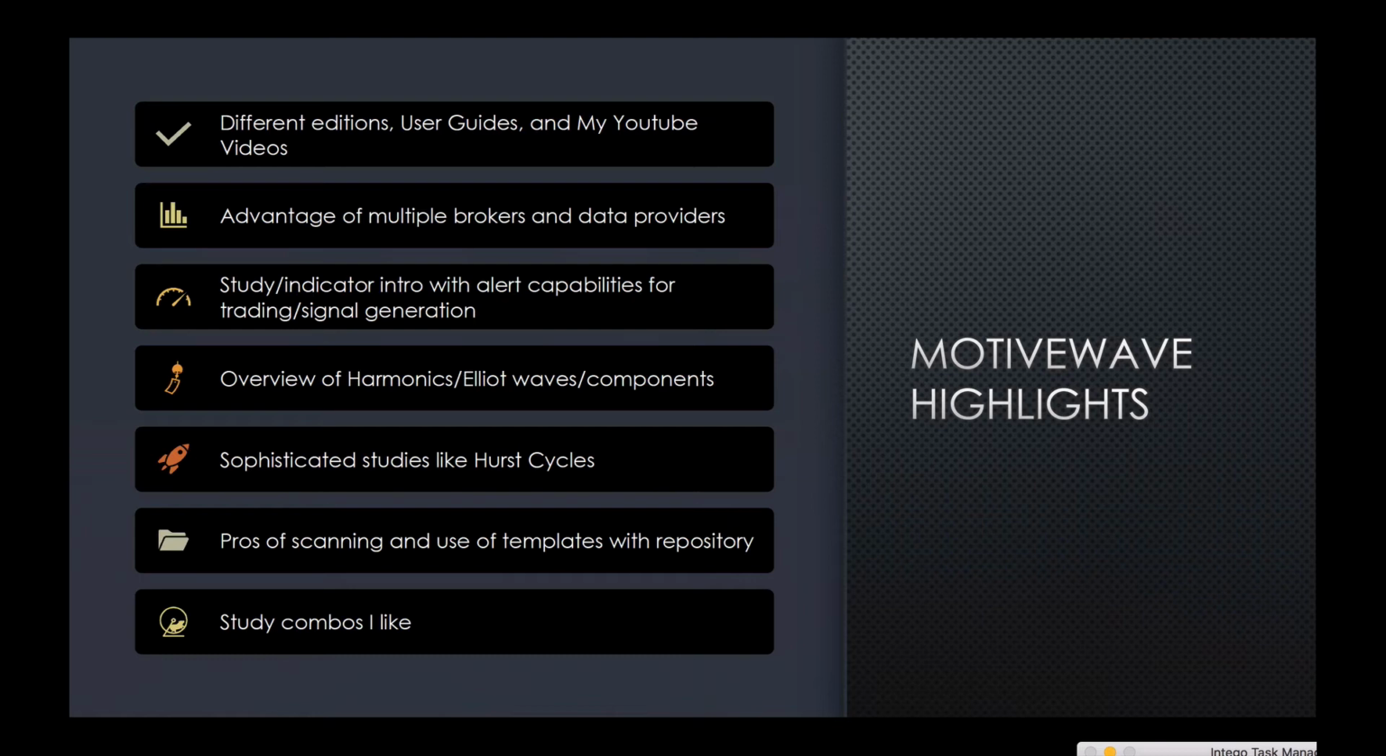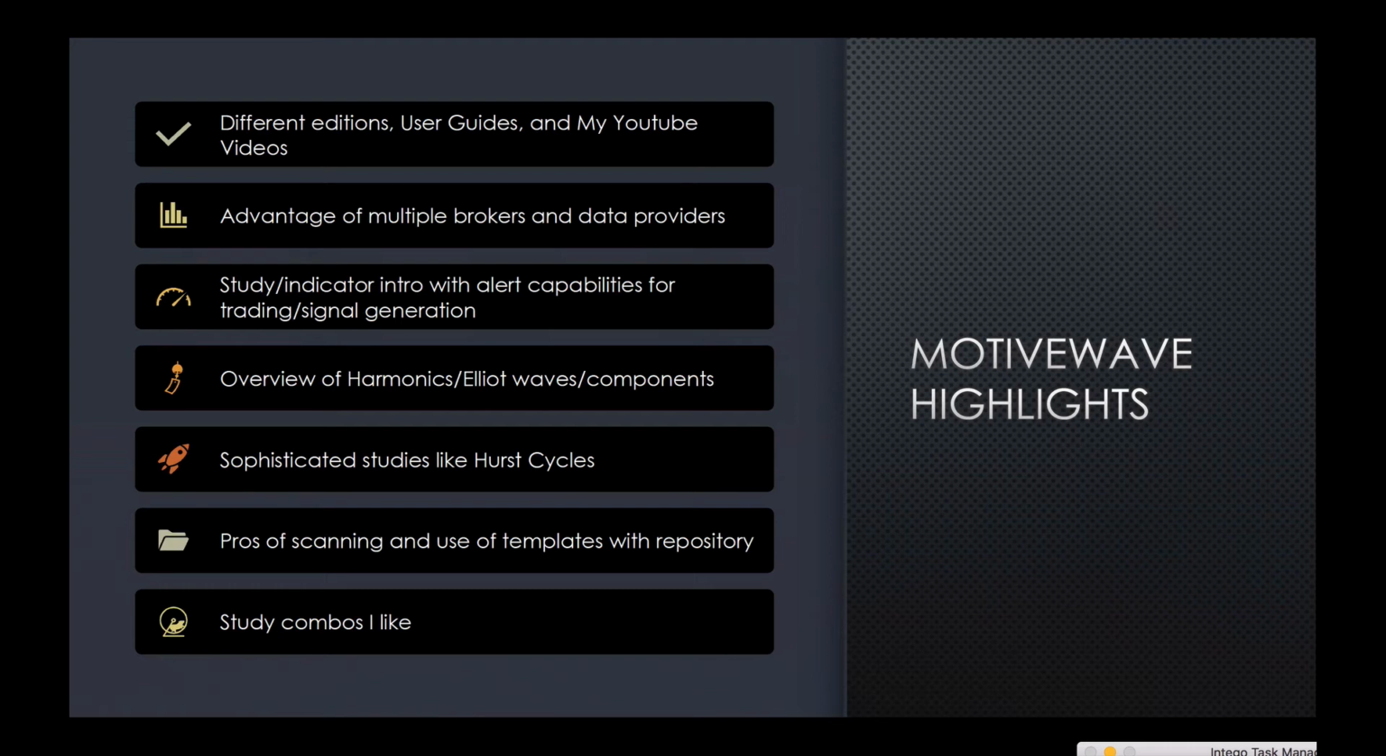Also, we'll cover study indicators. They're called studies, but they're kind of like the indicators that we all know about if you come from the world of, let's say, MetaTrader. Some of these indicators or studies include alert capabilities, so you can generate signals and then also generate trades, all within that portion, depending upon the study you want to use. And again, this is all without programming, which is very, very powerful. We'll also give you an overview of harmonic, Elliott waves, and other components.